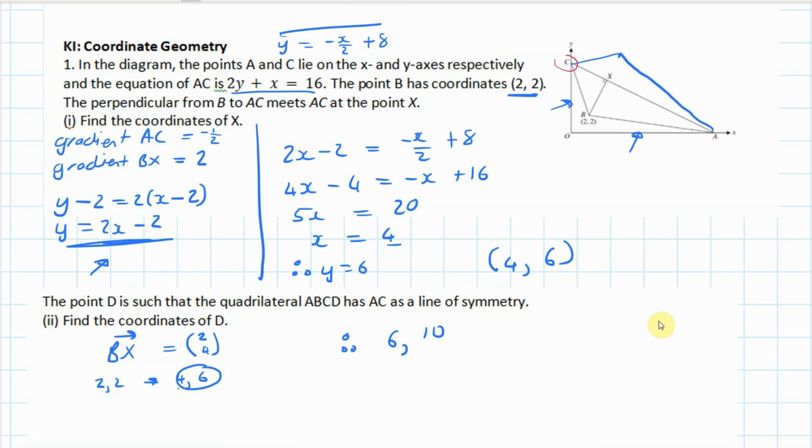So we know that C is on the y-axis, which means x is equal to 0. So the coordinates must be, we can use this here, must be 0, 8. That's C. And A, the y-coordinate is 0. So that means we've got 16, 0 using, again, the formula here. And that should give us all that we need because we know that B is 2, 2.